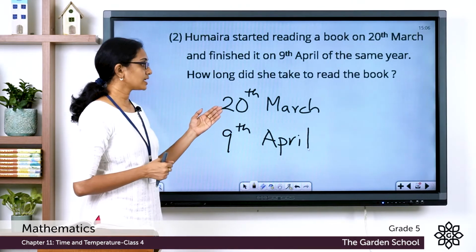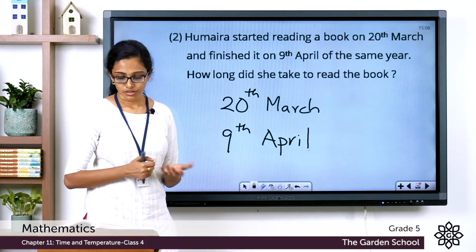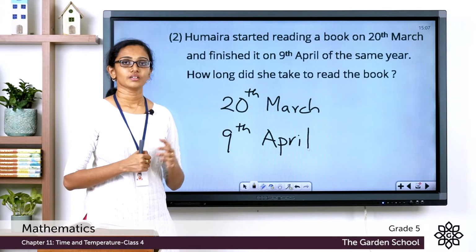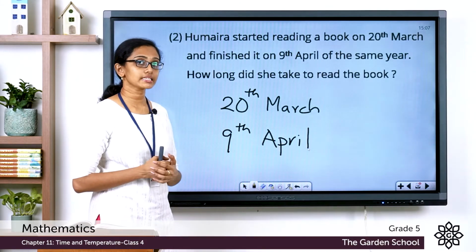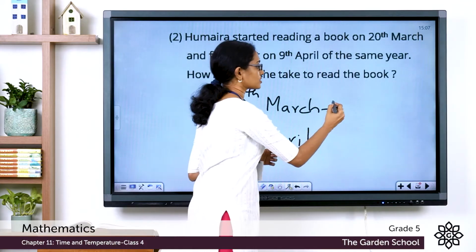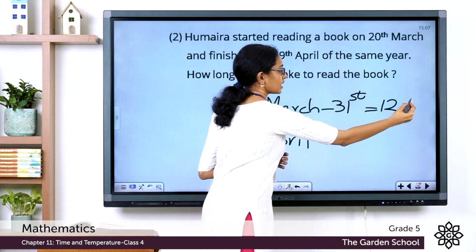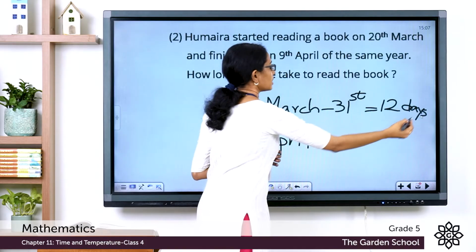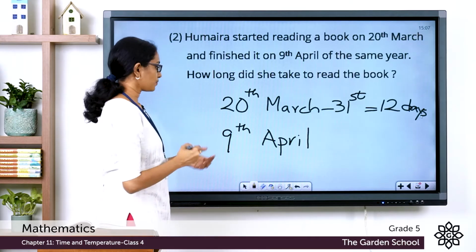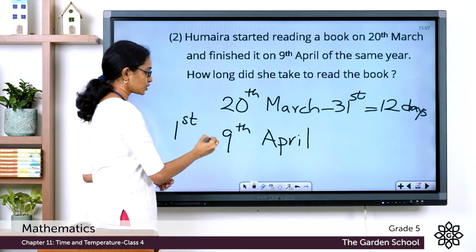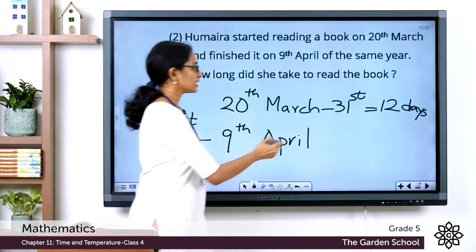So from 20th March to 31st March, how many days are there? From the 20th of March to the 31st of March, you will have 12 days. And then till 9th of April, from the beginning of April: from the 1st of April to the 9th of April, how many days are there? There are a total of 9 days.